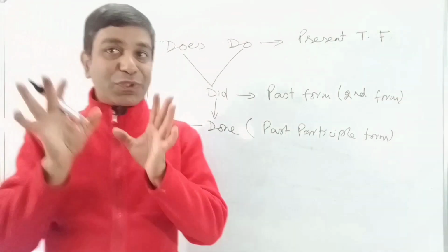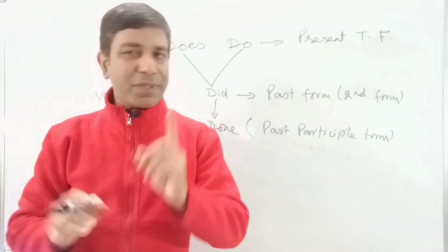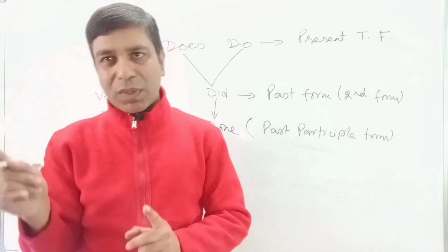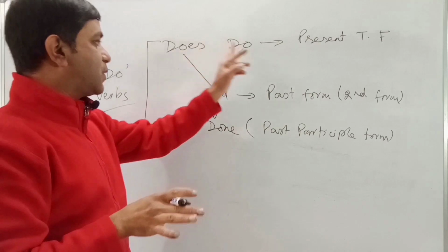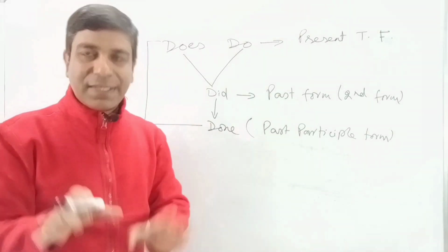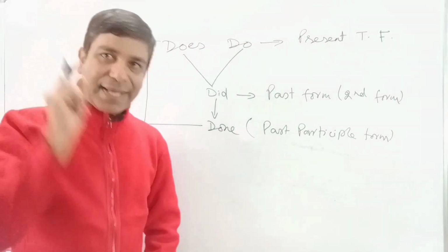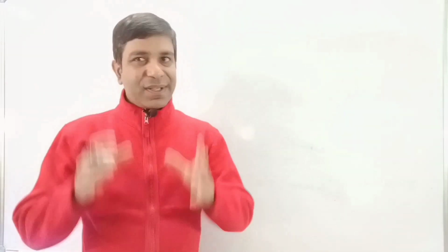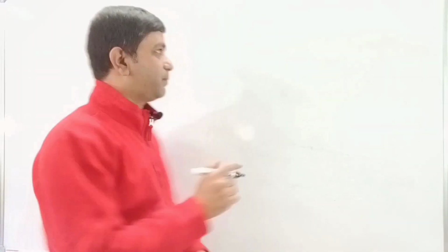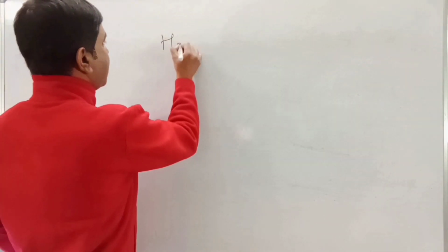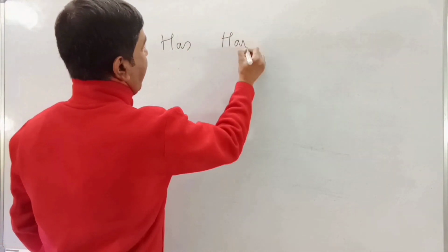So we have completed two verbs so far. One is be verbs: am, is, are, was, were, and been. And do verbs, that means does, do, did, and done. Now let's go to the next verbs. Now let's talk about have verbs. Have verbs have two forms. They are has and have.